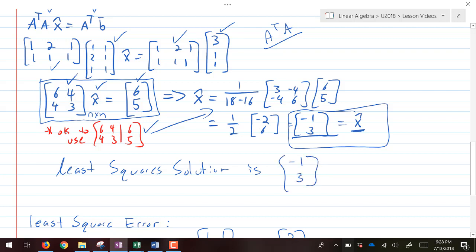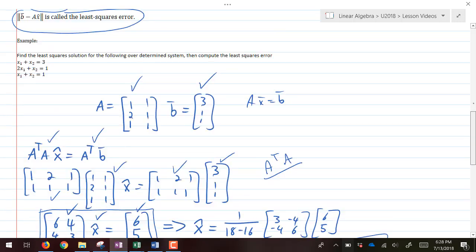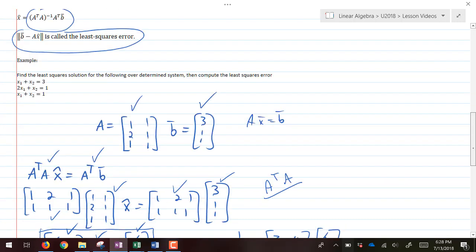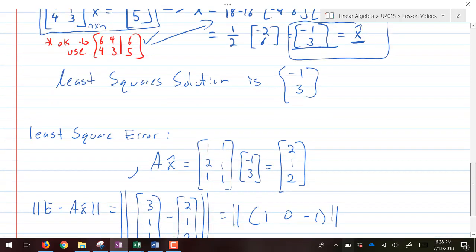If you want to actually find the vector that's in the column space of A, remember our drawing, then I have to do A times x hat. Here is the vector that's actually in the column space of A. You might want to think about that as the projection of b into the column space of A.